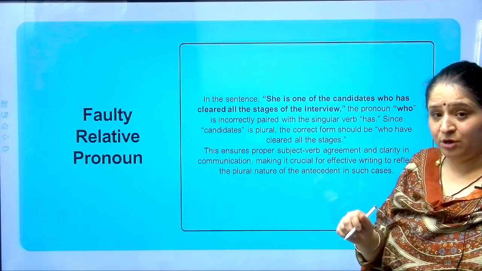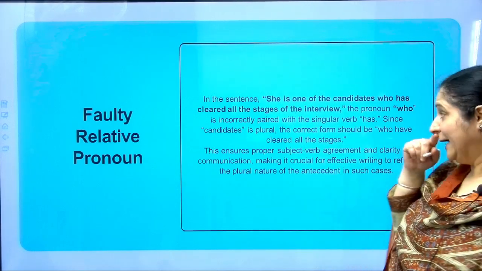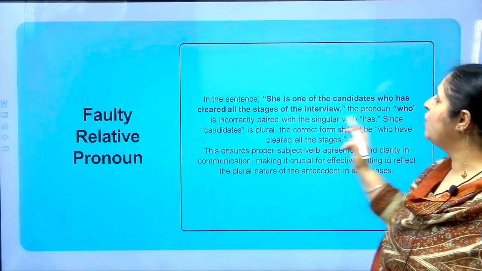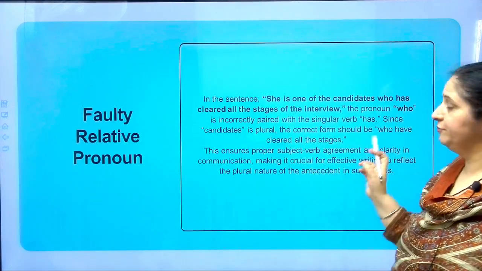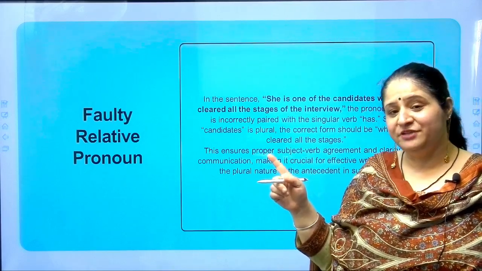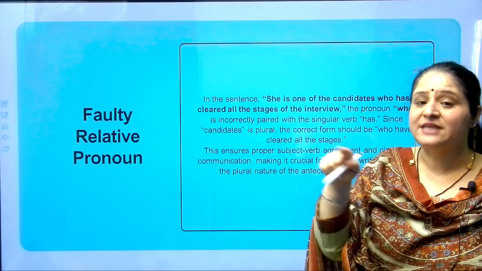Alright, let me go to the next error: faulty relative pronoun. Let's take up an example. She is one of the candidates who has cleared all the stages of the interview. She is one of those candidates.